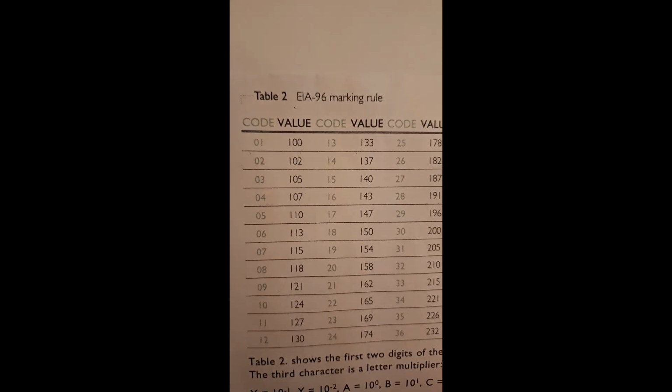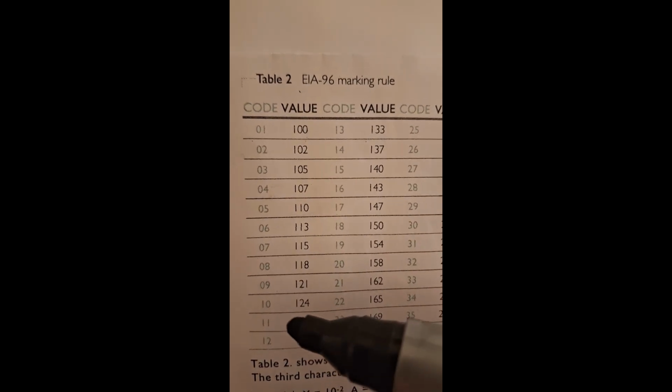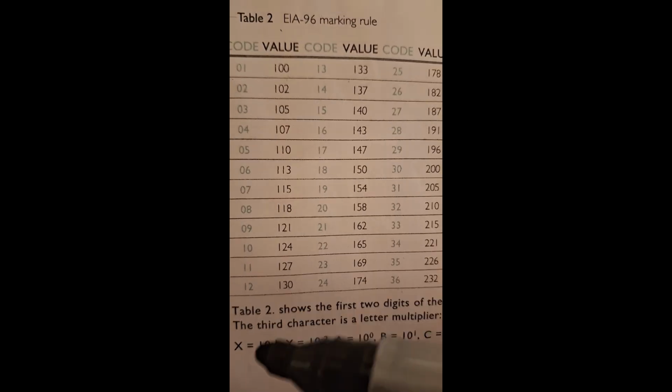Let's look at this SMD resistor, which has a marking of 09X. The marking looks a little confusing. There is a table to refer to called the EIA 96 marking rule table. Let's have a look.